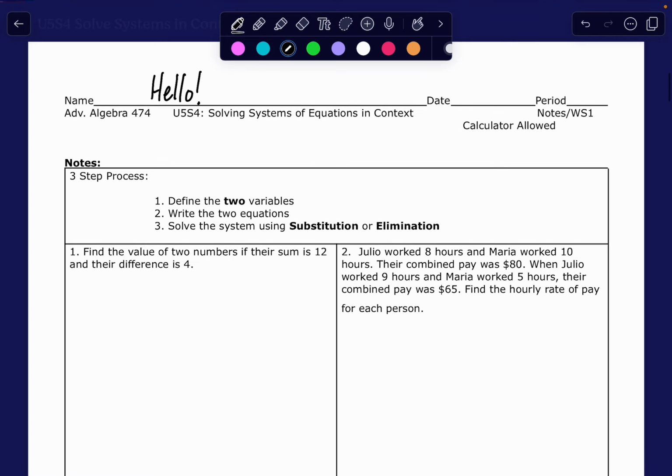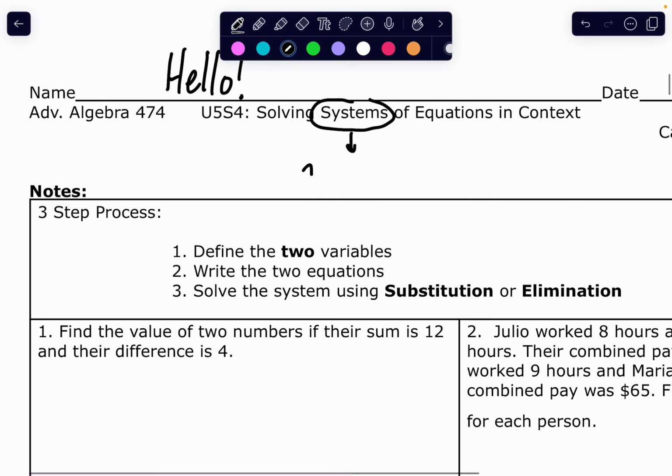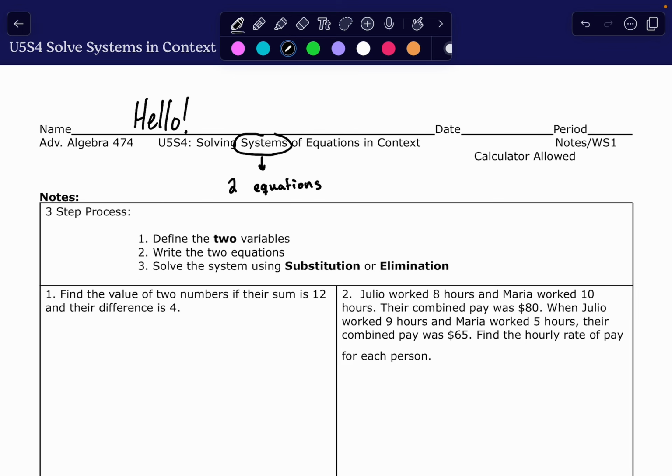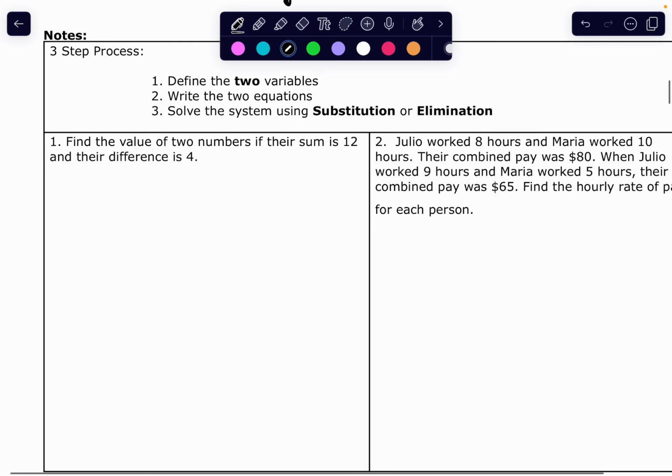We are talking about solving systems word problems. Systems, if you remember, means that you have two or more equations, which actually makes our word problems here a little bit easier than typical word problems because we know there's going to be two equations with two variables. So let me show you what I mean.